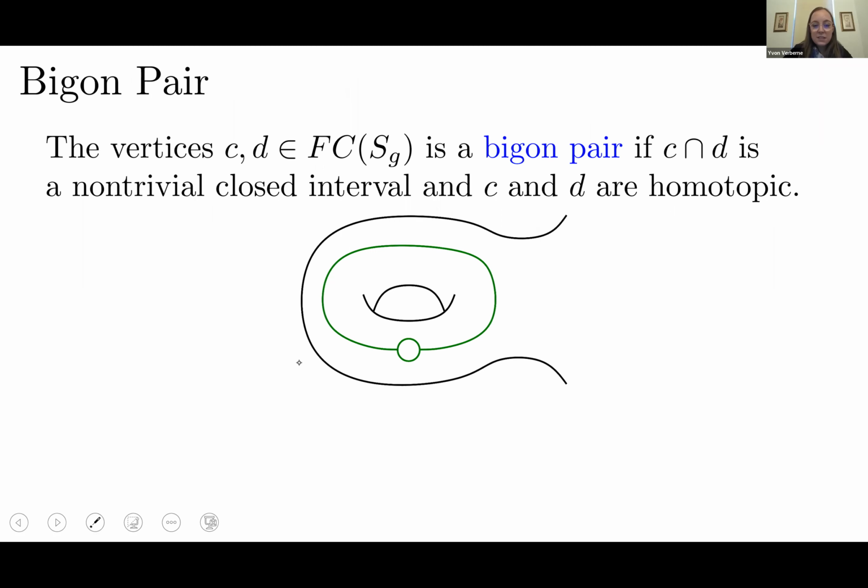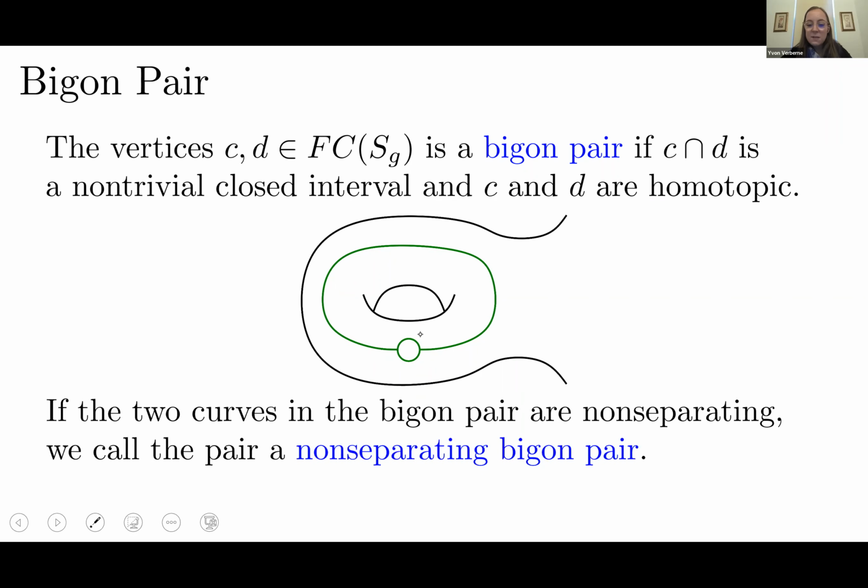So if we take two vertices of the fine curve graph, we say that they form a Bigon pair if the intersection between the two curves C and D on the surface is a non-trivial closed interval and the curves C and D are homotopic. So if we look at this surface here, notice that we have a curve which travels along the outside of the genus and then goes slightly below. We have a second curve which intersects the first curve with an interval and then travels above. So this is what we mean when we say a Bigon pair.